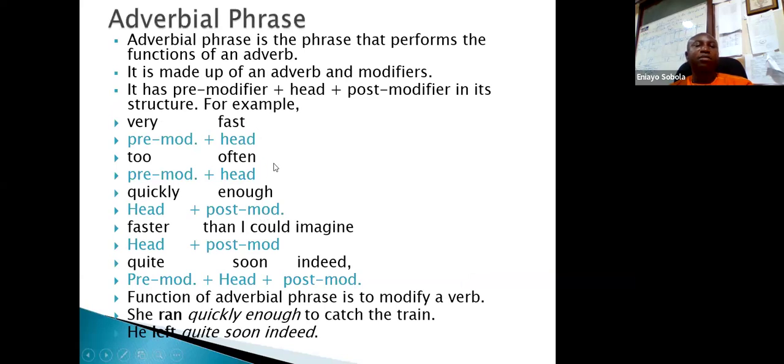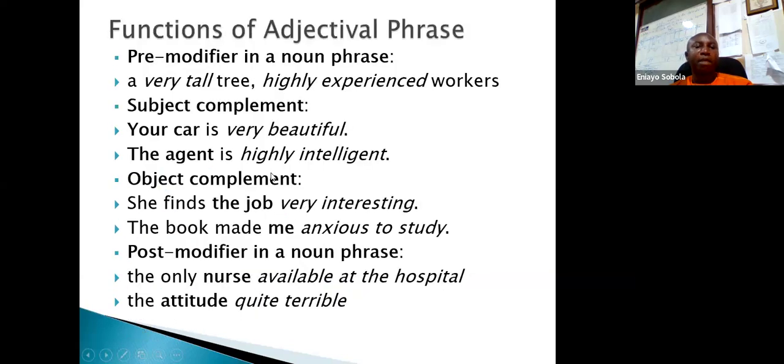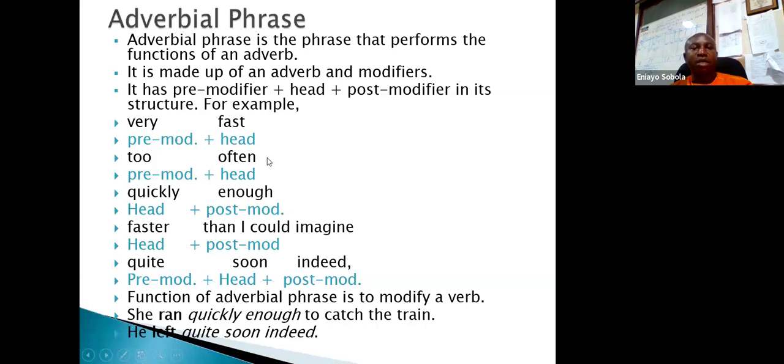So next one is adverbial phrase. Like we mentioned, an adverbial phrase performs the function meant to be performed by an adverb, and it's made up of an adverb and modifiers. So in the structure of an adverbial phrase, we have pre-modifier, head word, and post-modifier. For example, we have very fast. How fast? Very. Very is an adverb.